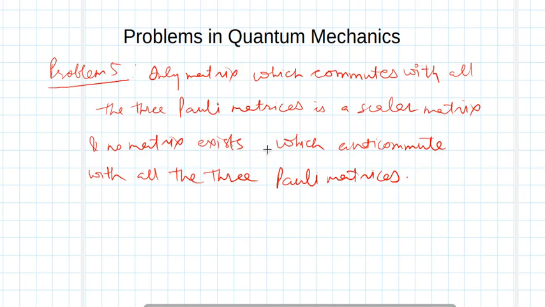It is split into two parts. One is basically the scalar matrix, and that scalar matrix commutes with all the Pauli matrices. And the second part shows that no matrix anti-commutes with all the three Pauli matrices. So to prove this or to solve this problem, let us proceed as follows.